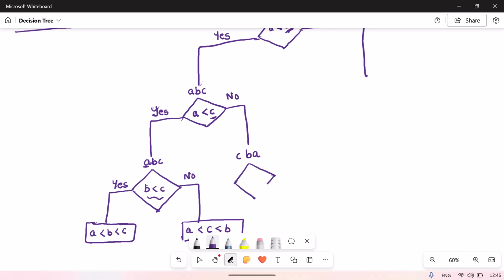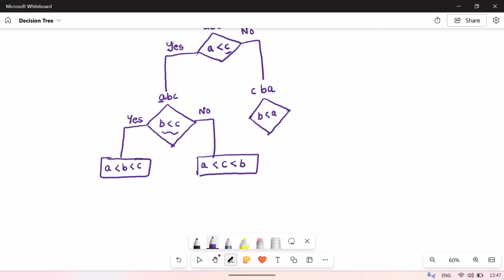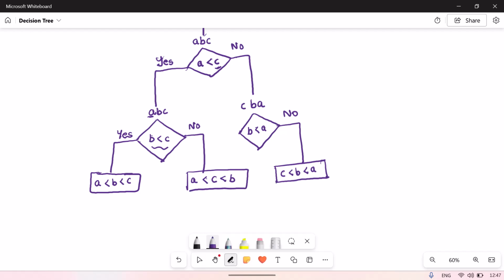Now, just to make sure that B and A are in the correct position, I'll compare B and A. If B is less than A, then this order only will be there: C, B, A. But if it is not, then the order will be C, then A, then B. See here, if B is less than A, if it is not, that means A will come first, right? If it is not, like this.